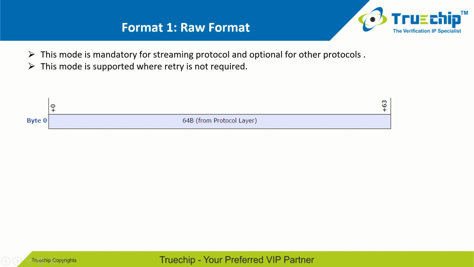These are the formats that are supported by UCIe and the formats that are enhanced by the adapter layer. The first format is the raw format, and this format is mandatory for streaming protocol and optional for other protocols. Retry is also not required for this particular raw format.